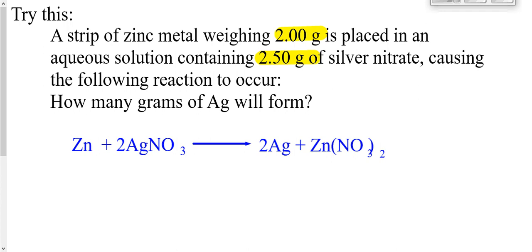You don't want to be starting with zinc and going to silver in one case and starting with silver nitrate and going to zinc nitrate in the other. You want to make them have the same endpoint. It's the only way you can find which one runs out first. Because this question specifically asks for silver, we're going to try both starting points to see which one will make less silver.